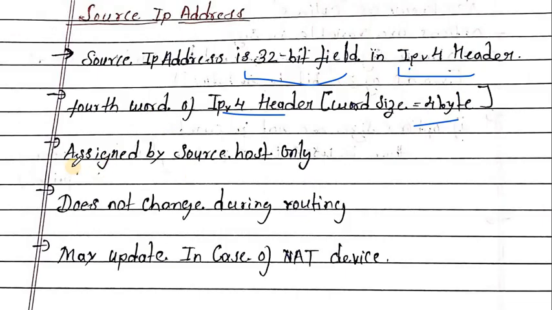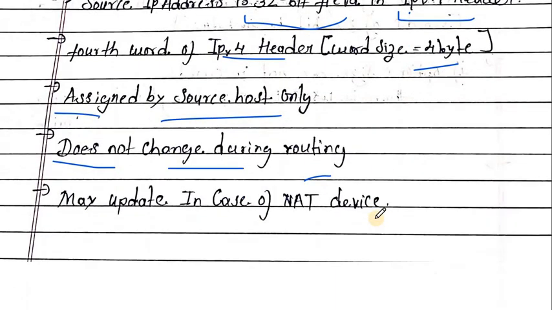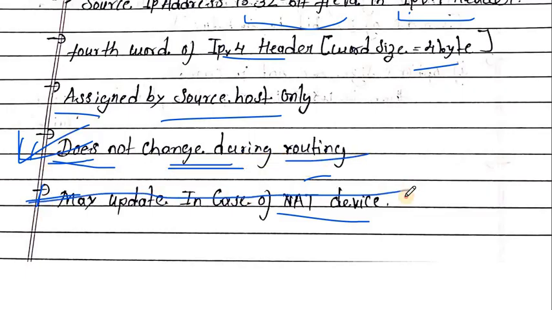The source address is assigned by the source host only and does not change during routing. But in the case of NAT devices, it may be updated. However, we will consider that the source and destination IP addresses don't change during routing.